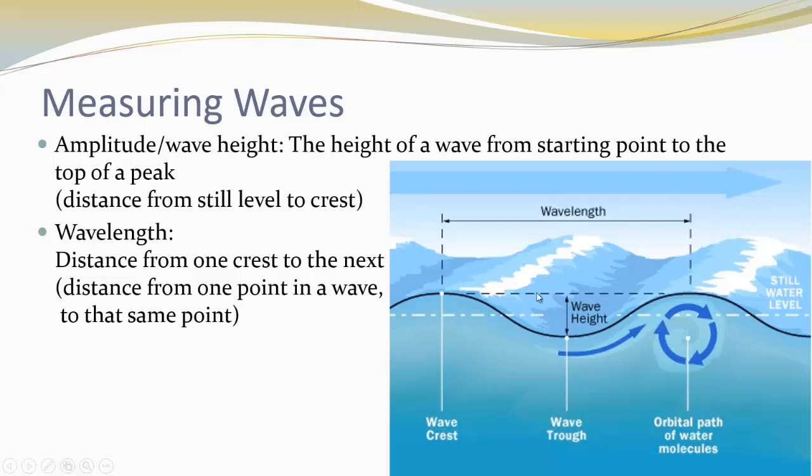And then wavelength is going to measure from a peak to the next peak. You could technically do it at any point in the wave, but usually it's peak to peak just because it's the easiest way of looking at it. You could also measure trough to trough, or you could measure it from like the still height to the still height. You'll get the same exact length every single time because every wave should be the same.